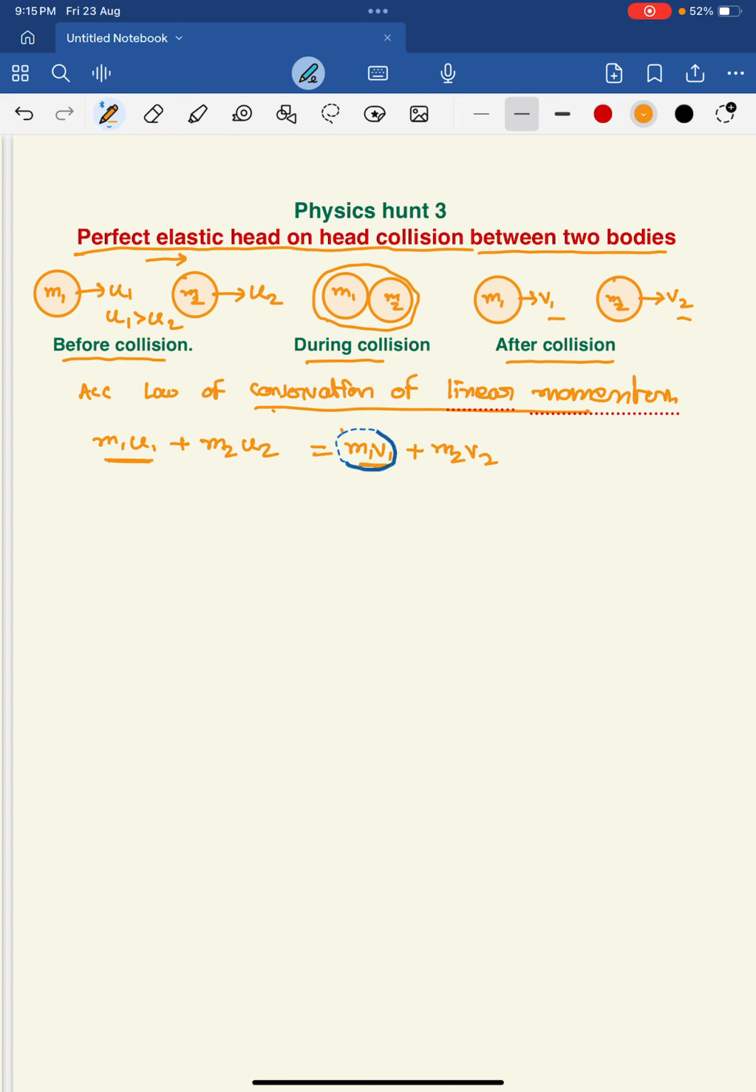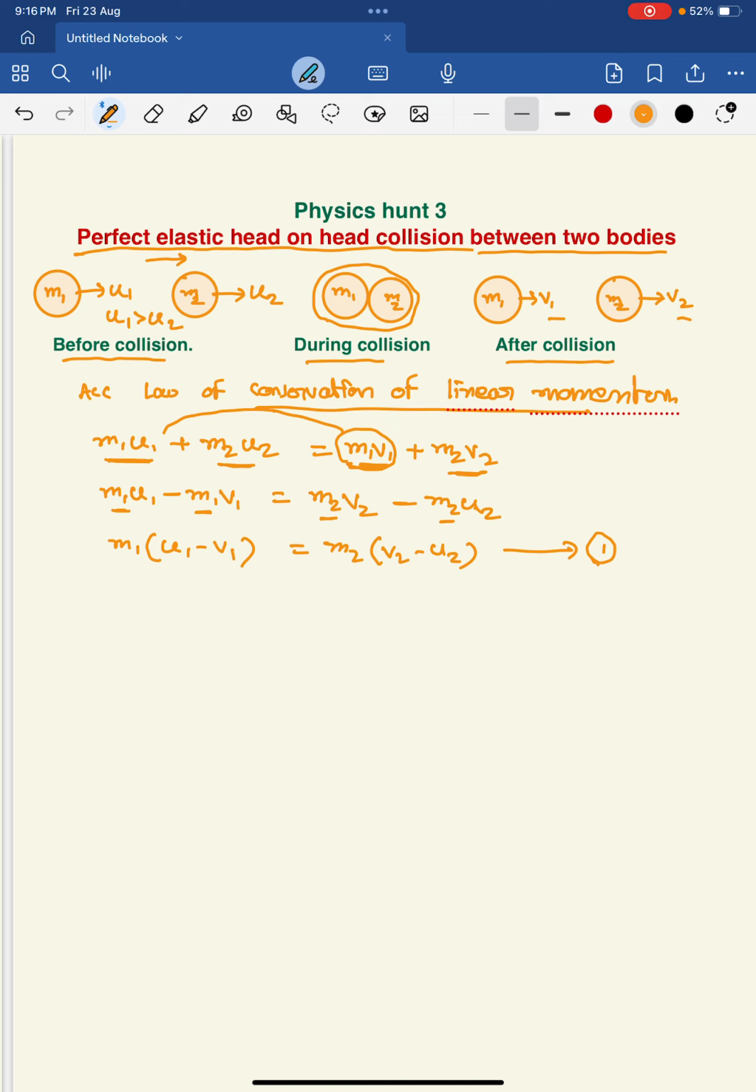So this m1 v1 I am going to take to the left side. Let's see the next step. m1 u1 minus m1 v1 is equal to m2 v2 minus m2 u2. Look at this equation carefully. On the left-hand side, m1 is a common term, so take m1 outside: m1 into (u1 minus v1) is equal to, on the right-hand side, m2 is the common term, so take it outside: m2 into (v2 minus u2).